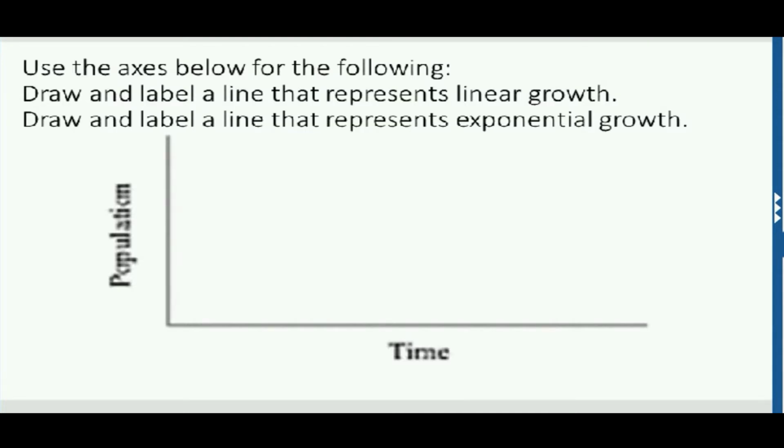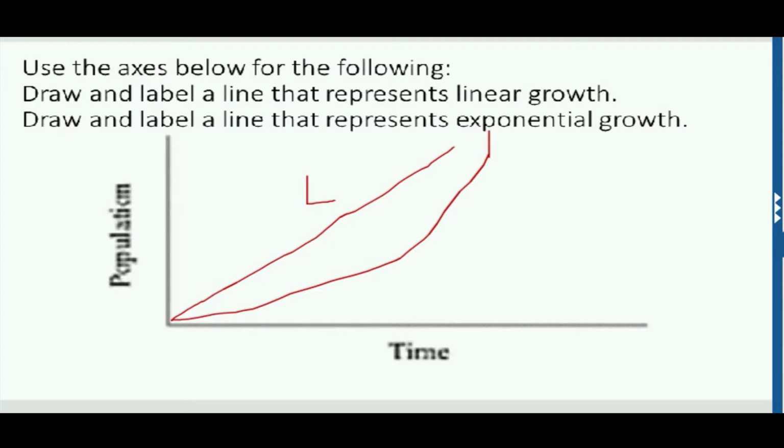Next. Okay, populations. For this, we're going to draw a line that represents linear growth, and then a line that represents exponential growth. I'm going to do my best to draw straight lines. Something like this would be linear, so I'm going to put L. It curves up, this would be considered exponential, so I'm going to put E.